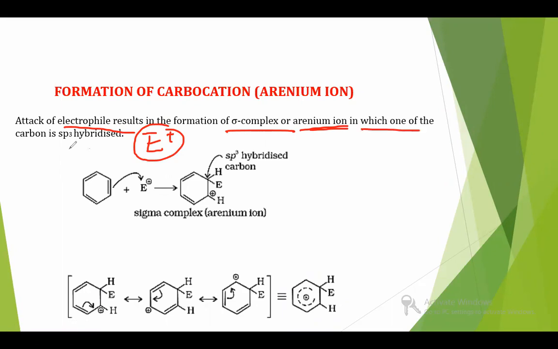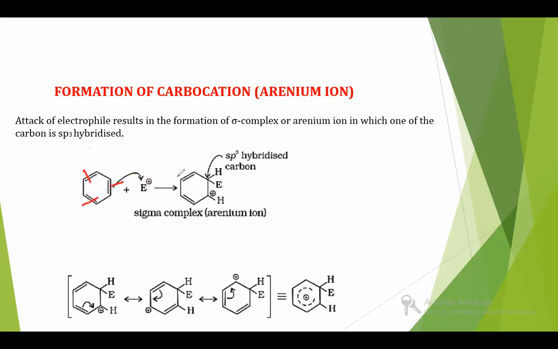In the arenium ion, one of the carbons is sp3 hybridized, meaning it has carbon single bonds. For example, this is benzene, C6H6. The electrophile, an electron deficient group, attacks the benzene ring where there is electron-rich character, that is, the carbon double bond. So the electrophile attacks on the double bond, here or here or here.